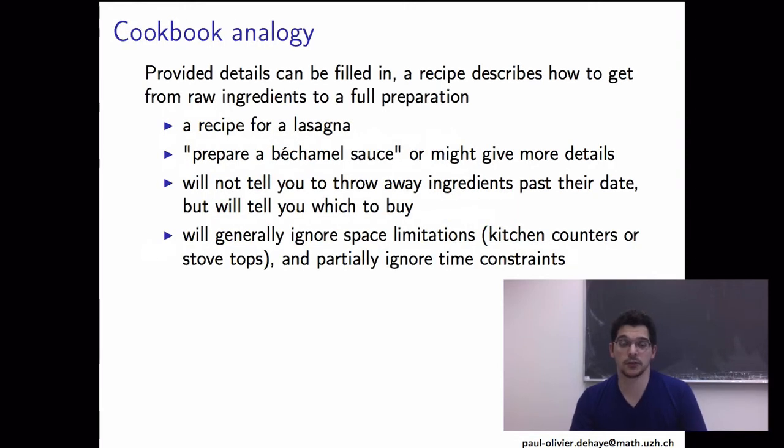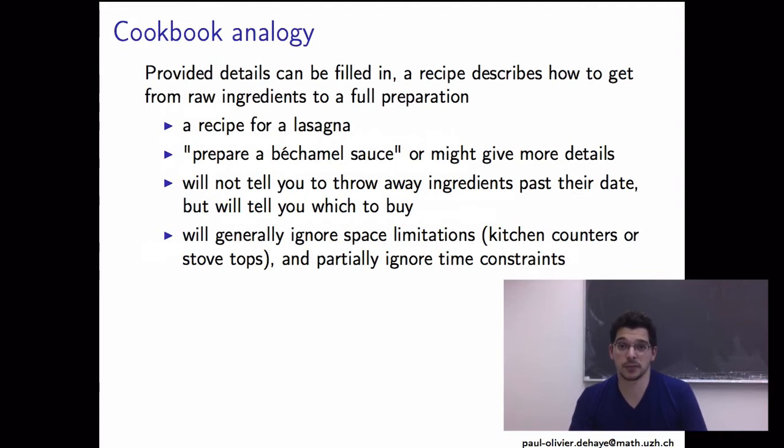So the most natural analogy that's always given for an algorithm is the analogy of a cookbook. Provided enough details can be filled in, a cooking recipe describes how to get from raw ingredients to a full preparation. So for example, a recipe for lasagna. But if you think about it, a recipe for a lasagna can have a lot of variation in it. For instance, some recipes will tell you to prepare a bechamel sauce, while others will actually tell you how to do that. So some of them will make assumptions on some of the background knowledge that you have, or some of the tasks that are sufficiently simple that they don't need to be described.